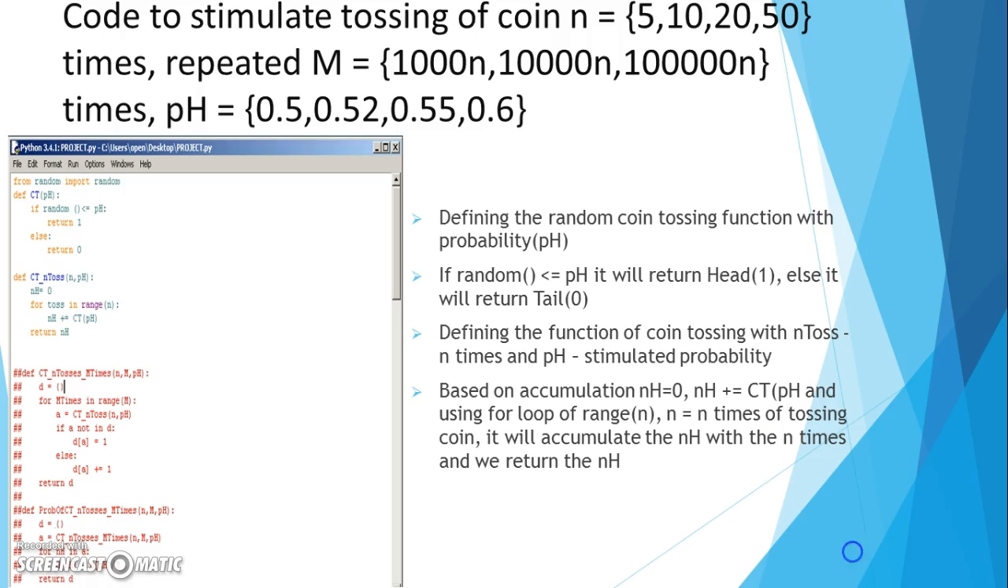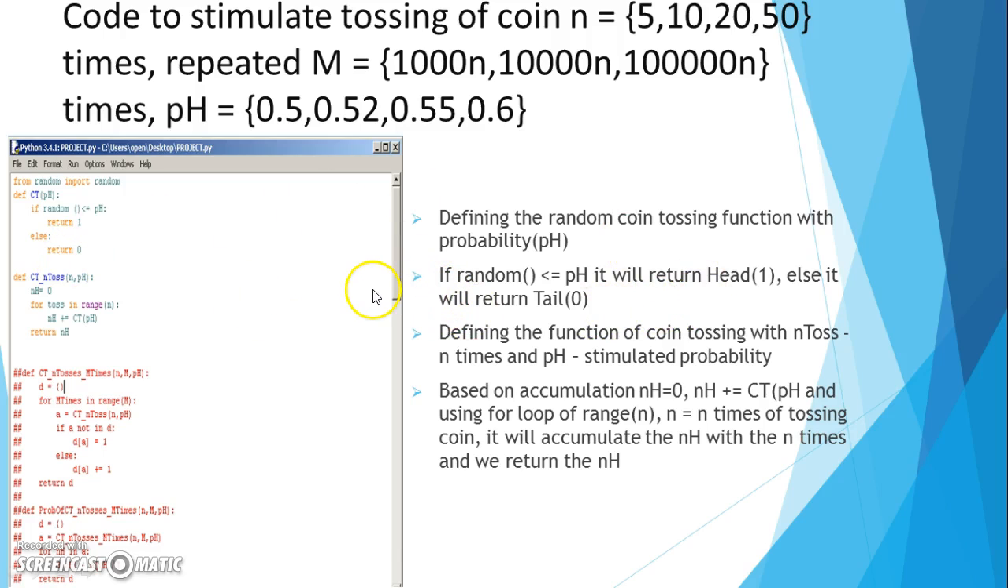Okay. So the first thing that we need to do is import random from random. Then we define the random coin tossing function with the probability pH. You can see here, using a boolean: if random is smaller or equal to pH, the probability of head, return 1. So return 1 is head, and else return 0 is tail.